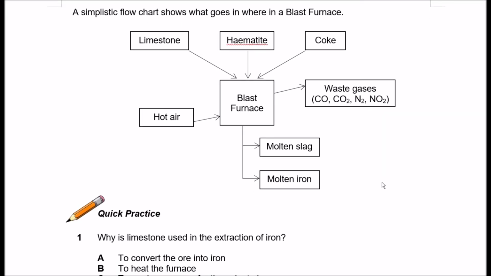Here we have a simple flow chart to show what happens in the blast furnace and what's being added and what comes out. And I'll write down the formula for all the things that are being added, such as hematite and limestone. For the air, the main gas that we are looking at is oxygen, because it is the one that will react with the coke to form carbon dioxide.